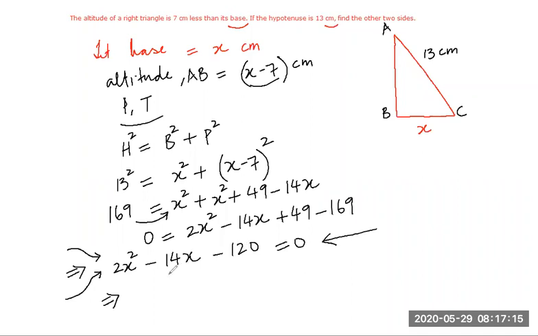I'm talking about the coefficients. Coefficient of x square is 2. Coefficient of x is minus 14. And the constant term is minus 120. This 2, minus 14 and 120, what is the common factor in these? 2. So always divide the equation by 2.